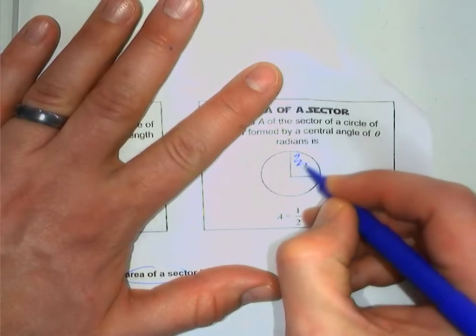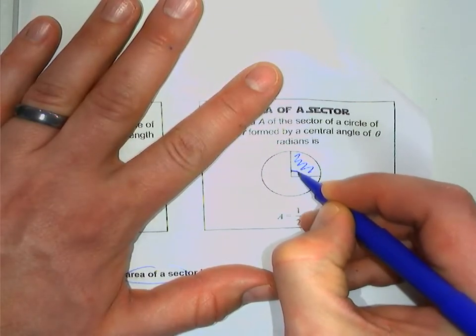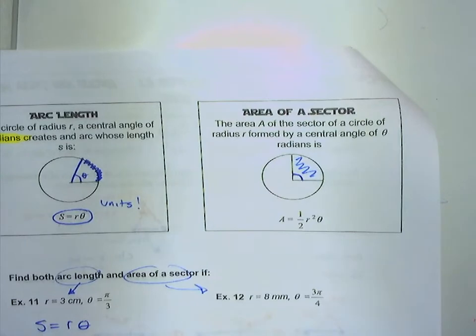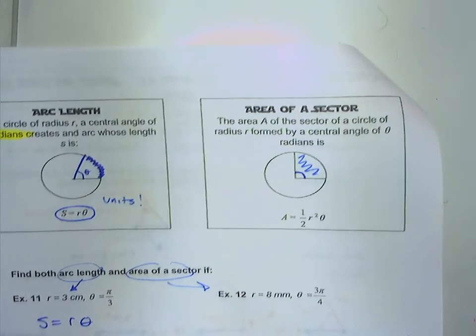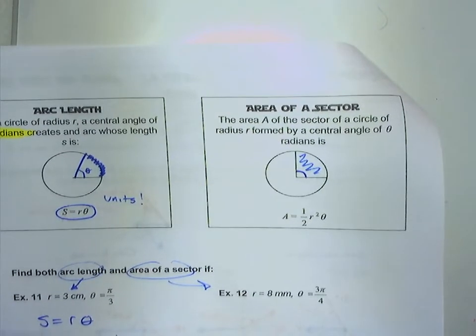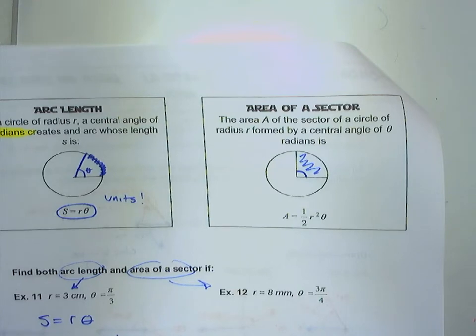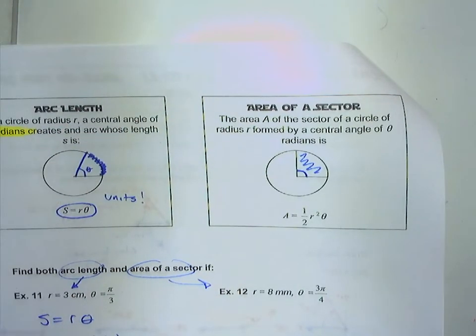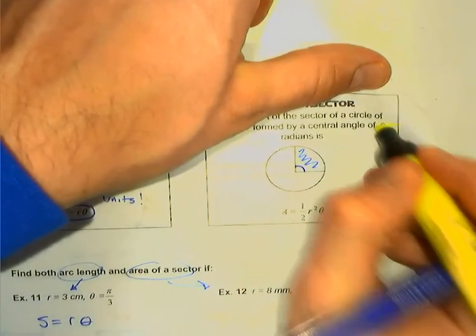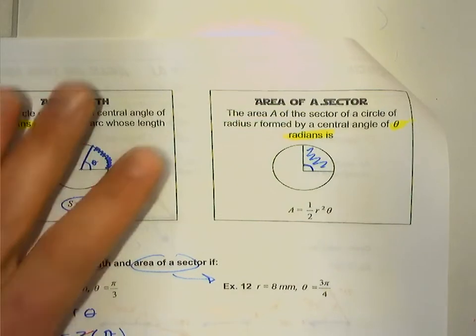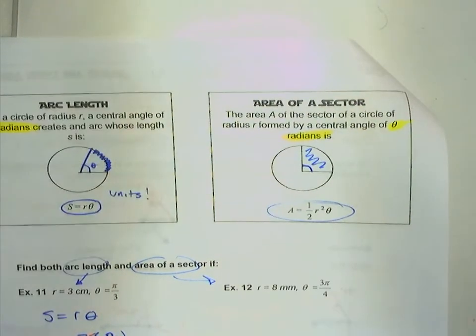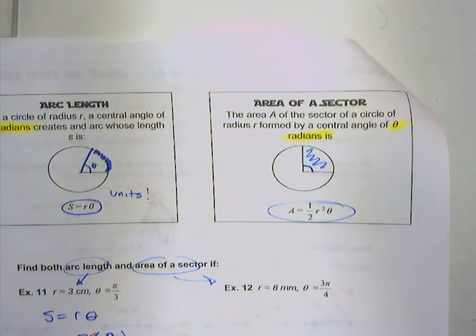Area of a sector. Back in geometry, we had to figure out what this angle was, that central angle. And we would take that angle, divide by 360, and then multiply that by the area, pi r squared. Well, same thing, but we don't have to do that if theta is in radians. So again, theta has to be in radians. If it's not in radians, I've got to convert it. So we're going to use this formula, A equals 1/2 r squared theta.